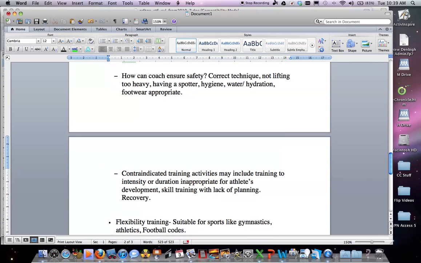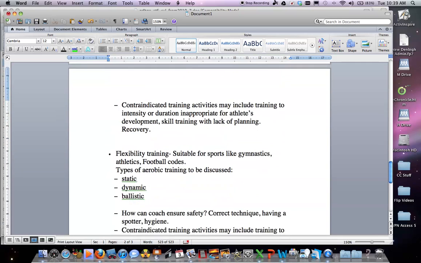Some of the things that may make anaerobic training dangerous could include the intensity or the duration of the actual exercise being too demanding for the athlete, and as a result puts them at risk of injury. There may be a lack of planning as to what activities are being used, and again the lack of recovery, so the athlete needs to have recovery time to be able to gain the full benefits and not be put at risk of being injured.